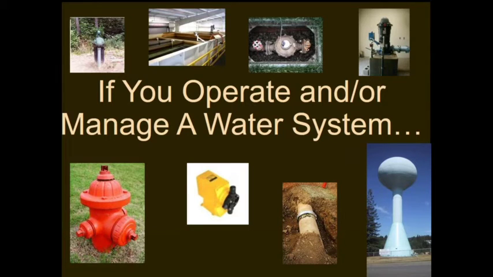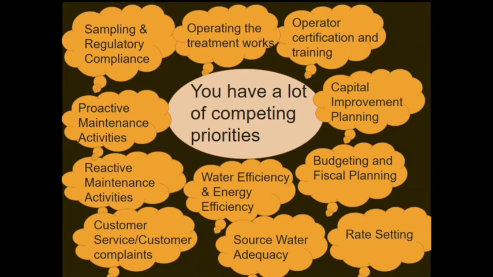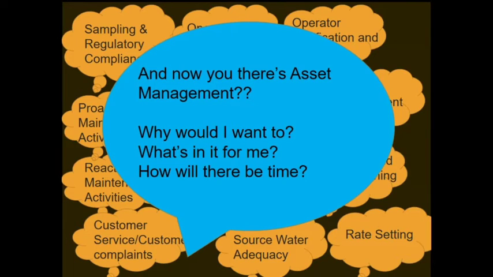So as was mentioned, if you operate or manage a water system, or it could be a wastewater system or a stormwater system, it really doesn't matter, you have a lot of competing priorities. There's a lot of things on your plate. You have regulations, you have to do maintenance, you have to react to problems that arise when assets fail, set rates, you have to worry about your source water, your budgeting, your planning, capital improvements planning. There's a lot of stuff on your plate.